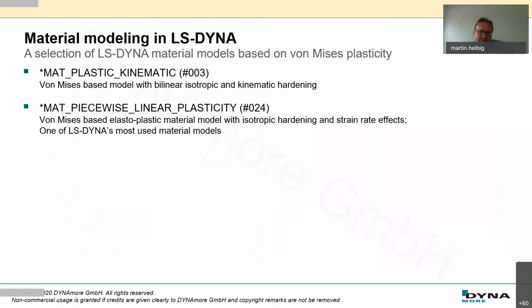So we come to the von Mises plasticities. I have two cards here. The easiest, MAT_003, plastic kinematic.